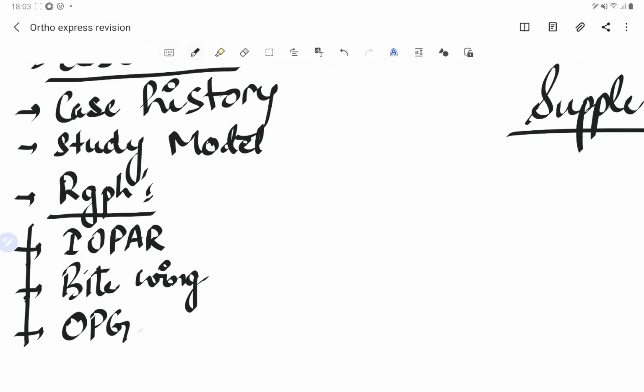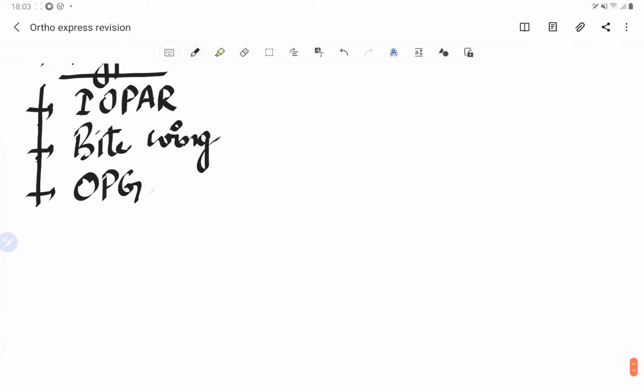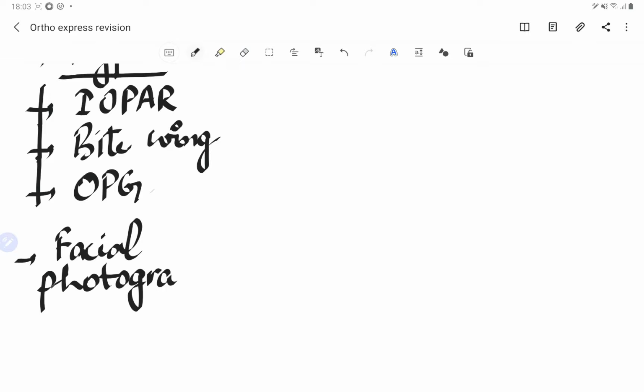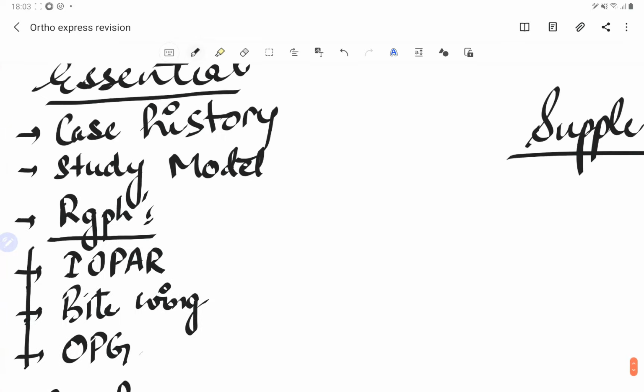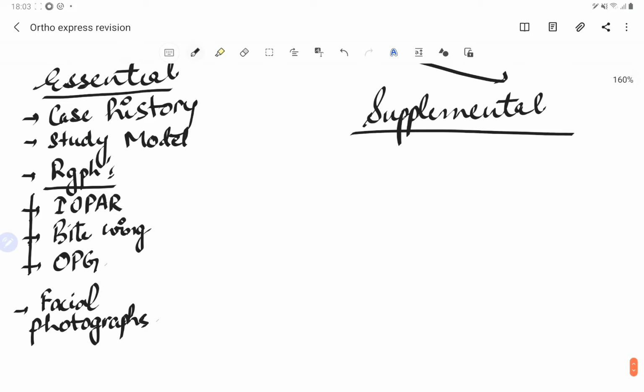The essential diagnostic aid for ortho is that we take a photograph. Facial photographs also we take, so that we understand the profile of the patient and we analyze the profile, right? So these are the essential diagnostic aids, which include case history, clinical examination, study models, some radiographs, that is the IOPR, OPG, bite wing, and the facial photographs.